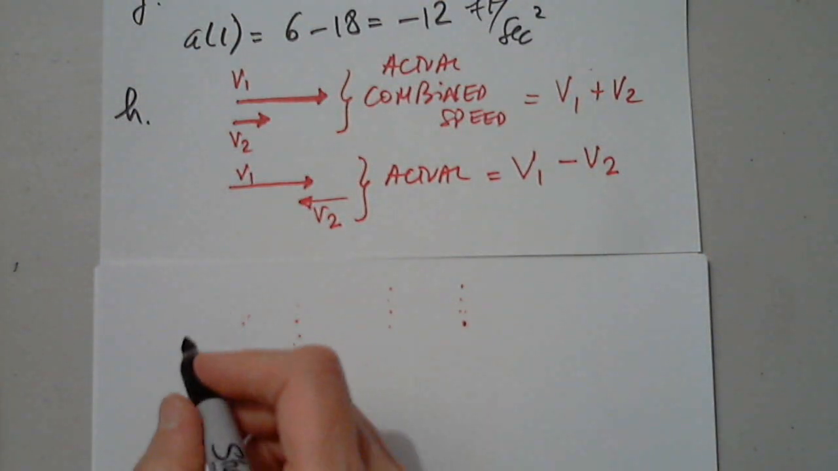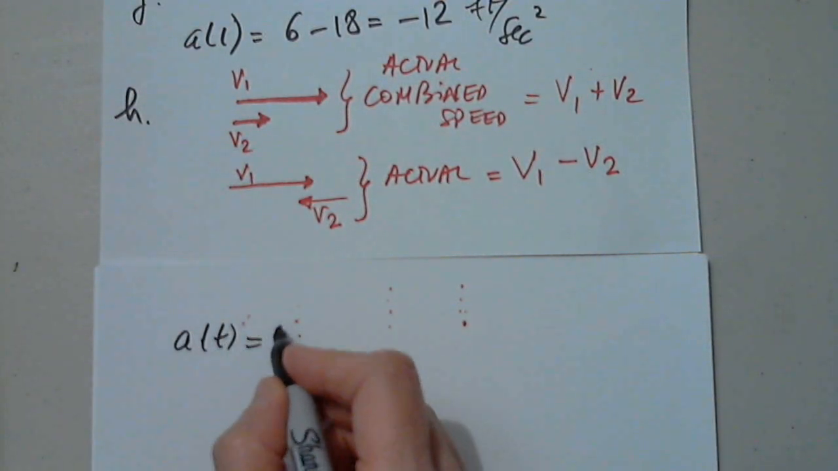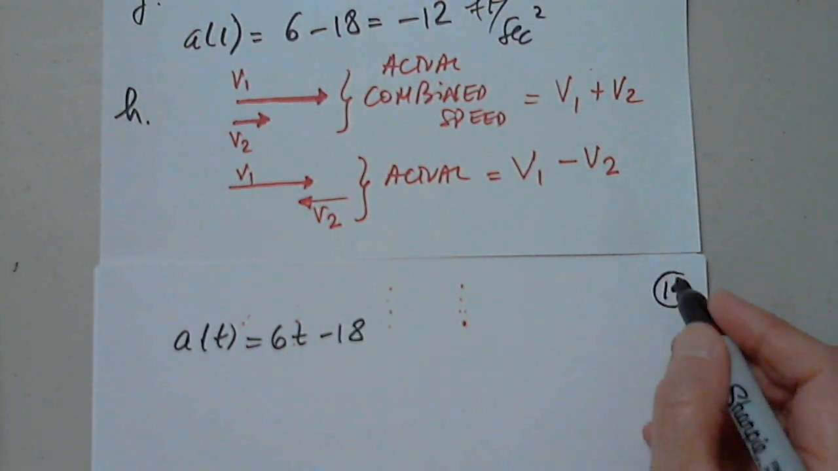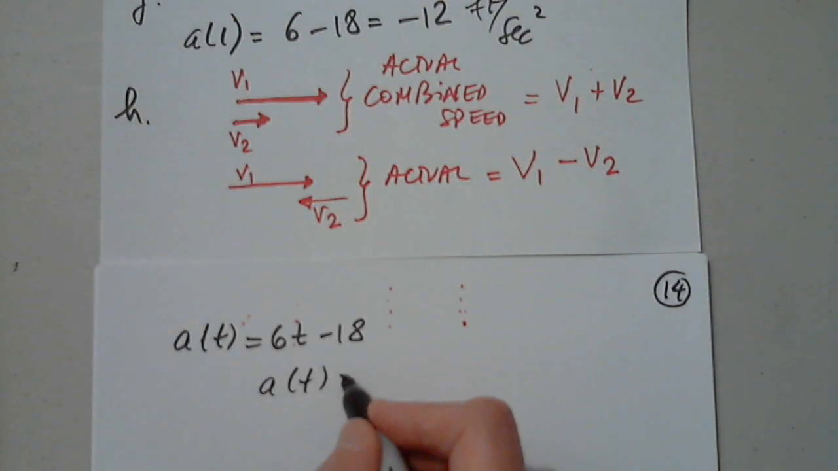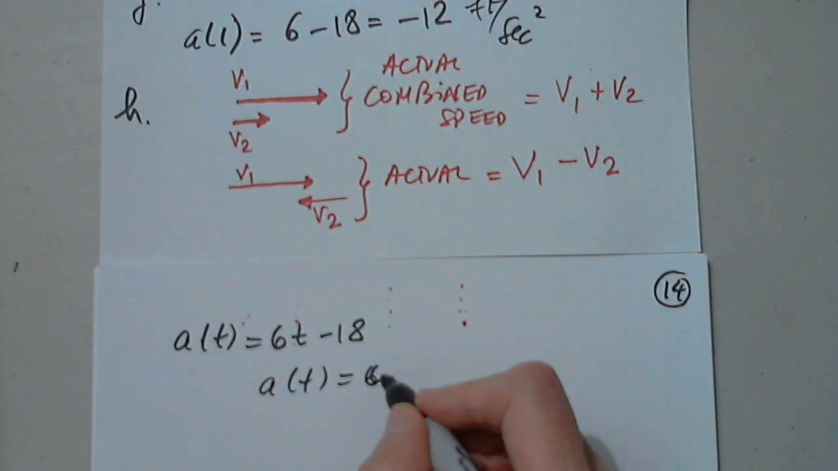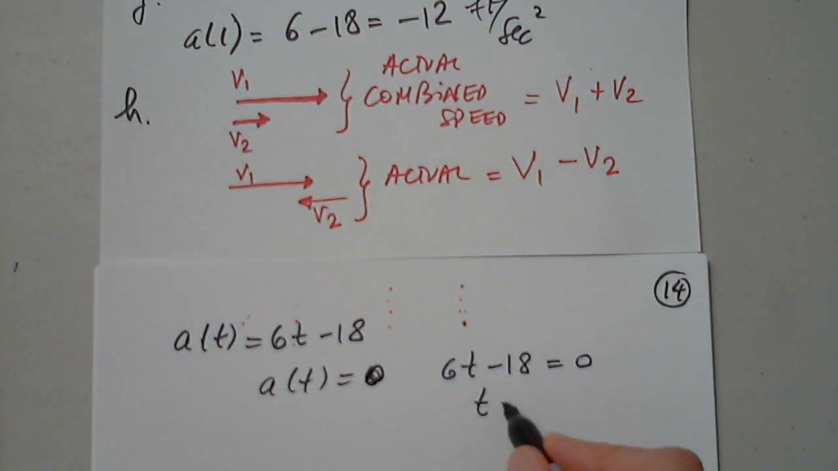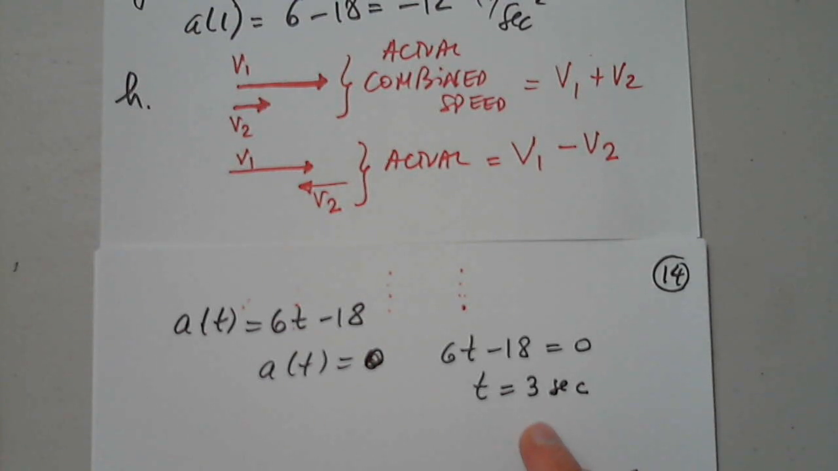We already have that a of t is 6t minus 18. That's the acceleration. A of t equals 0, I meant to write 0, means 6t minus 18 equals 0, or t equals 3 seconds. That's when basically the velocity has a, right, the tangent to the graph of the velocity is 0. So t equals 3 seconds.